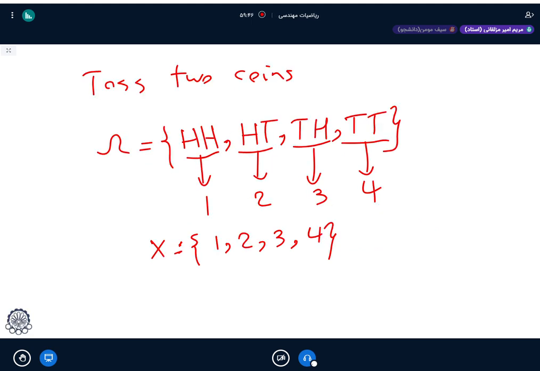In the next example, in tossing two coins, we have this random variable x that takes the values 1, 2, 3, 4. Is this random variable x continuous or discrete?